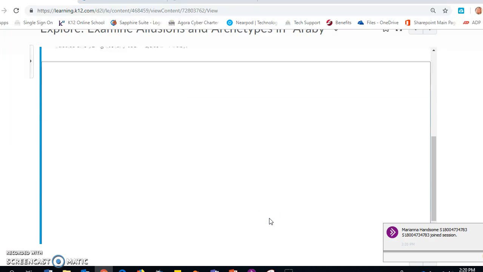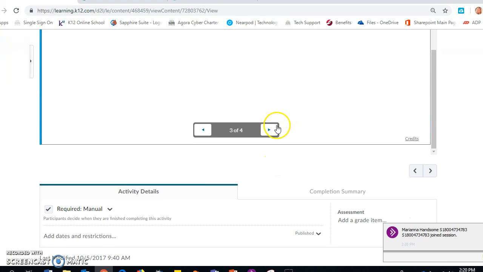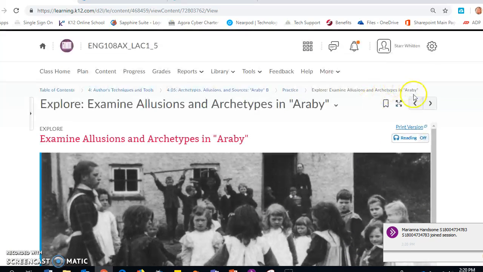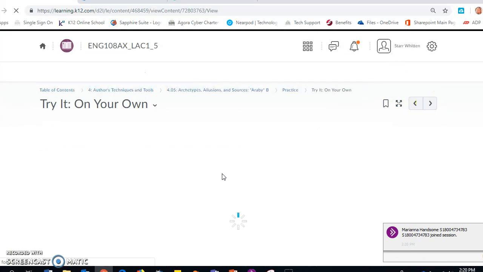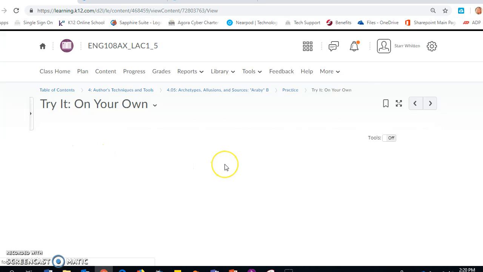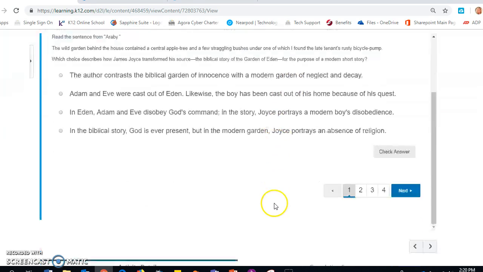So if you can see, that one was blank, 2 of 4 is blank, 3 of 4 is blank, 4 of 4 is blank. And then if I go to the next lesson, it's blank as well. So it's supposed to be the try it on your own. Okay, so this one does work.